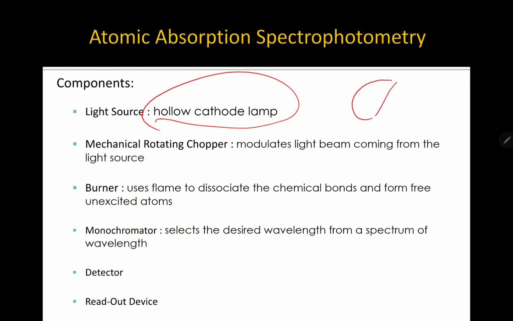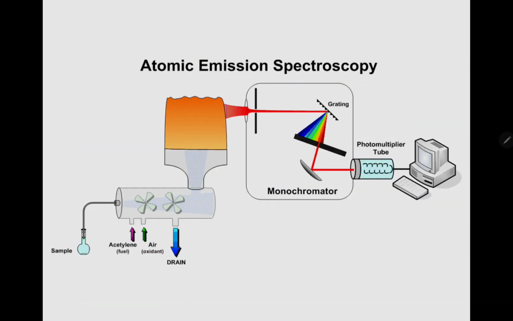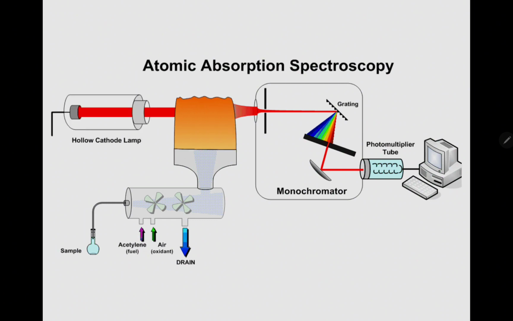We also have a monochromator. Alam naman ninyo, it selects the desired wavelength from a spectrum of wavelength, depende kung ano yung gusto ninyo na i-test. We also have a detector and then a readout device. Okay? So, para maka-gets mo klaro, meron tayong drawing dito. Okay?